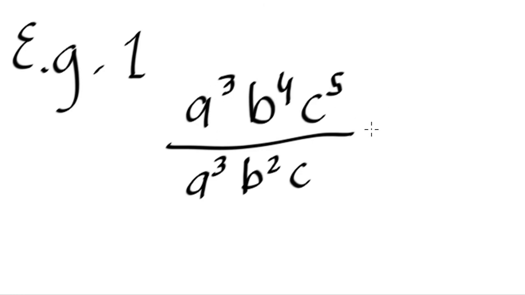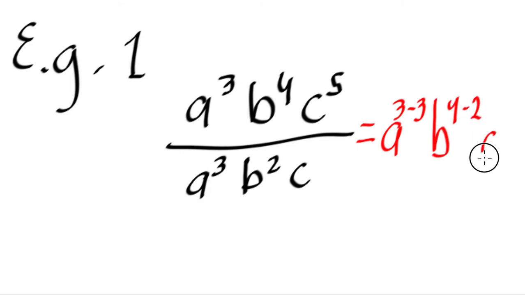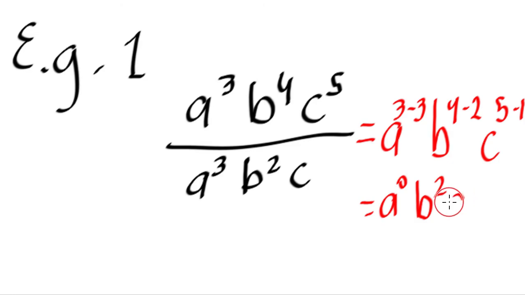So we can see here that this is equal to a raised to 3 minus 3, b raised to 4 minus 2, c raised to 5 minus 1. Okay, so what's the answer here? A raised to 3 minus 3 is going to give us a raised to 0. B raised to 4 minus 2 is gonna give us b squared. C raised to 5 minus 1 is gonna give us c to the 4.